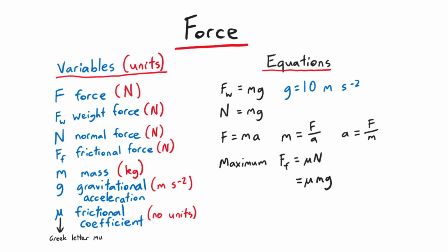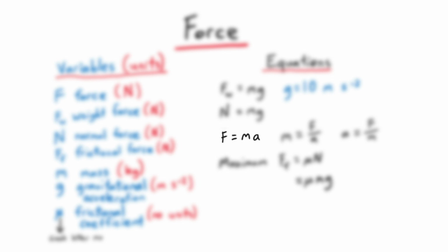Step 2. What variable have we been asked to find? We have been asked to find the magnitude of the net force, which has the symbol F, units of newtons. Step 3. Find the equation that has all of our variables. We need an equation that contains the variables F, m, a. That would be this equation, F equals ma.